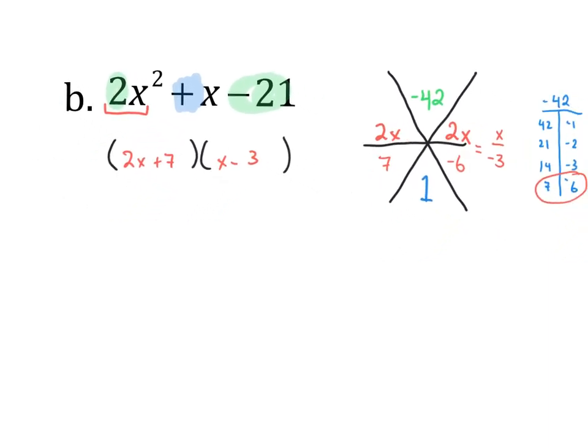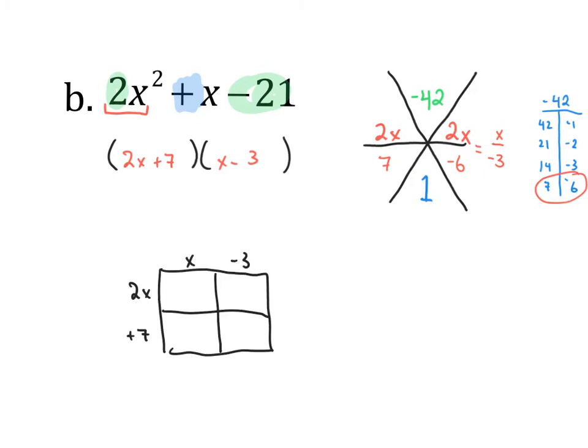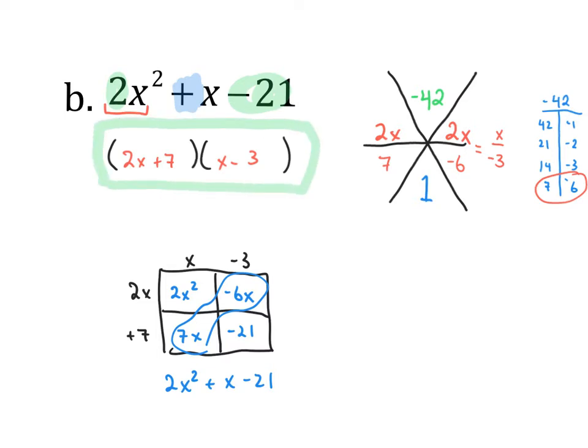Well, I'm going to check this one with a grid real quick. 2x plus 7, and again, it doesn't matter where you place these, as long as you place them in order. 2x plus 7 could have gone up here. Now, multiply out. This one's a 2x squared, this one's a 7x, this one's a negative 6x, and this one's a negative 21. These two here combine, so we get 2x squared plus x minus 21, and that's exactly the same. So now I commit to my answer by putting a box or a ring around it.